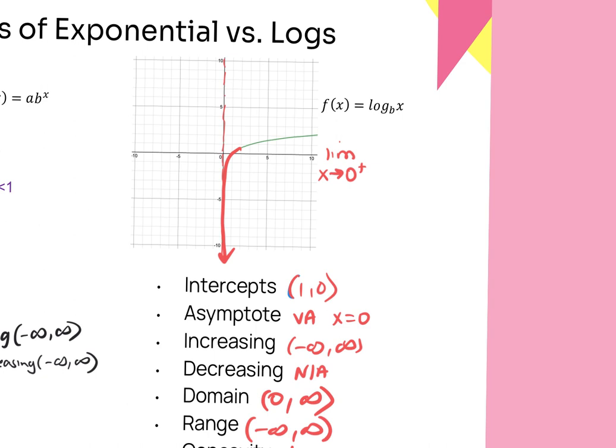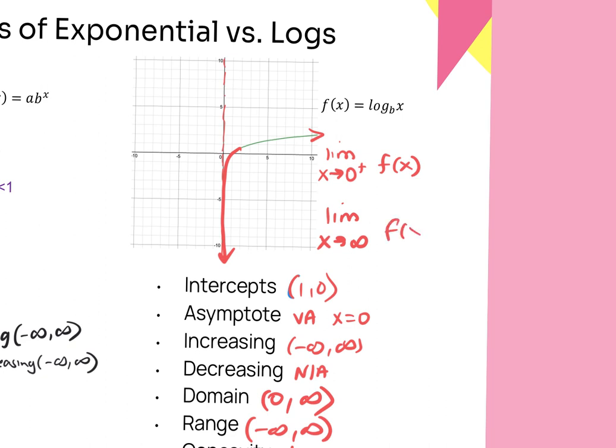Isn't that approaching it from the right? Like, is it 0 plus? Isn't that from the right? So you're saying as it's coming closer to 0 from the right-hand side of your graph. Oh, okay. Yep. And then the limit as x approaches, now there's no end to this side, so it would be positive infinity.